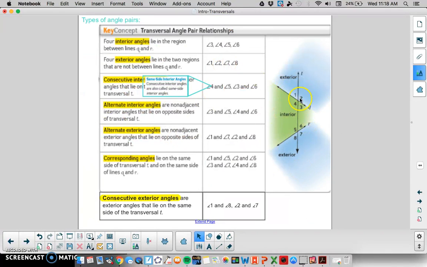Okay, a closer picture here of what we have. So again, all of those angle pairs from that picture. Okay, the outside and inside of the lines, and that transversal T.